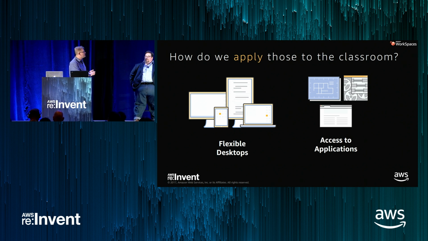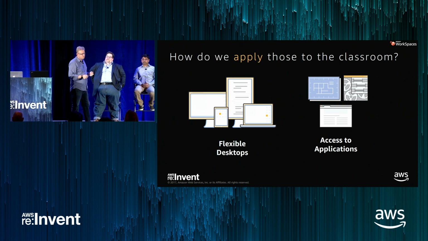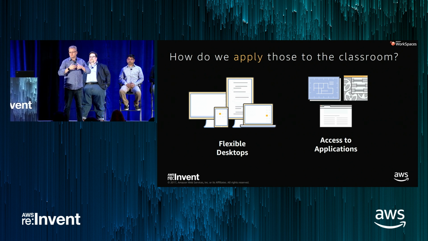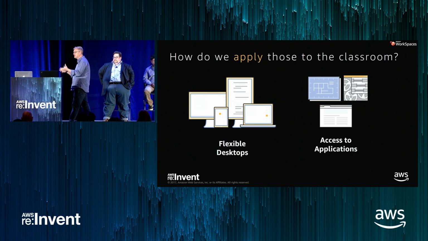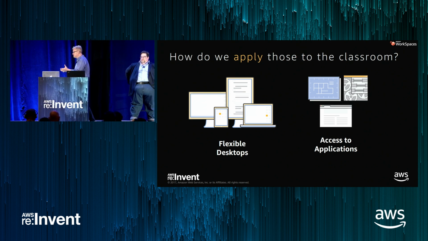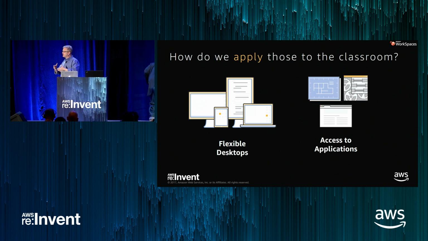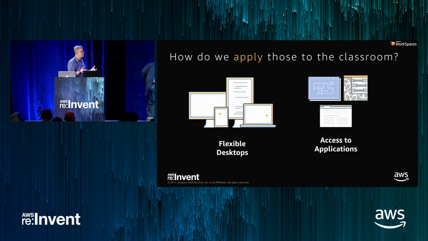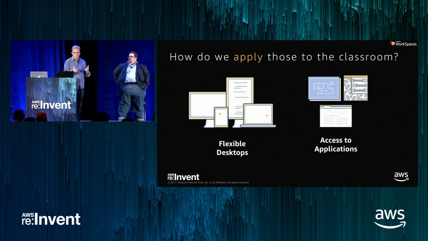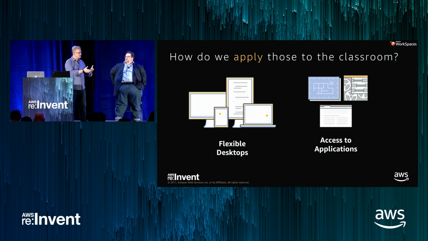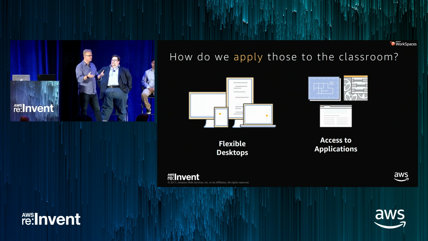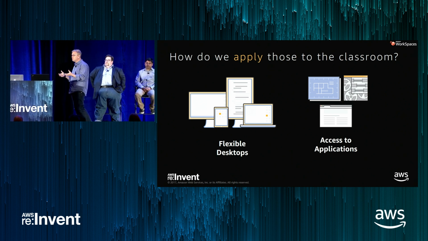So how do we apply those concepts to the classroom? So really what we're talking about here is flexible desktops, so that I can spin up new desktops, streaming them from the cloud for whatever I need for my educational purposes, or I can stand up access to applications from browsers. So that flexible desktop story is kind of Amazon WorkSpaces. The access to applications is kind of AppStream 2.0.